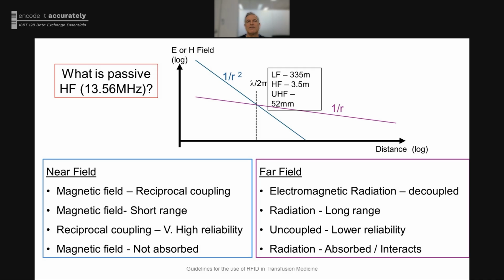UHF systems operate in the far field using a radiating electromagnetic wave which decouples from the reader antenna. This provides much longer range operation. However, the transmitted wave is decoupled and there is no guarantee of reliable reply communication.